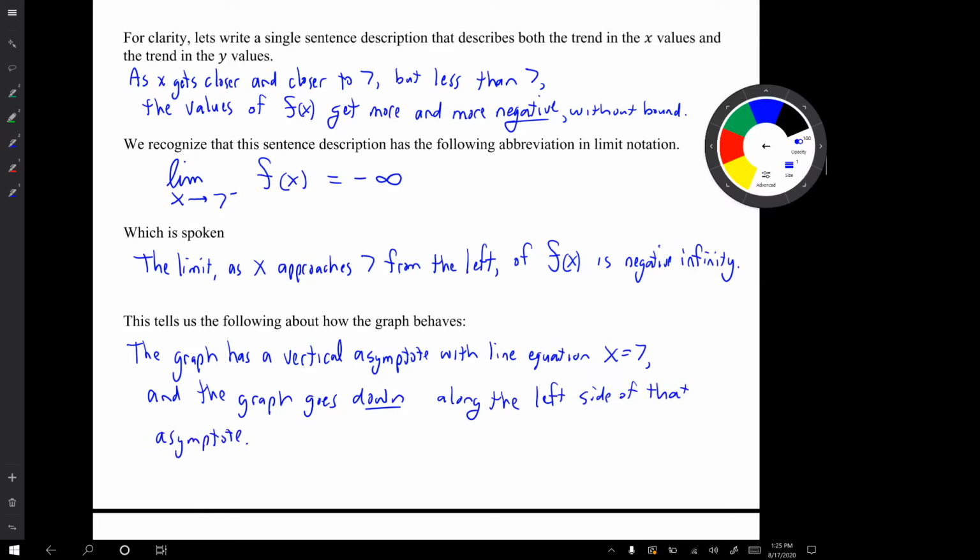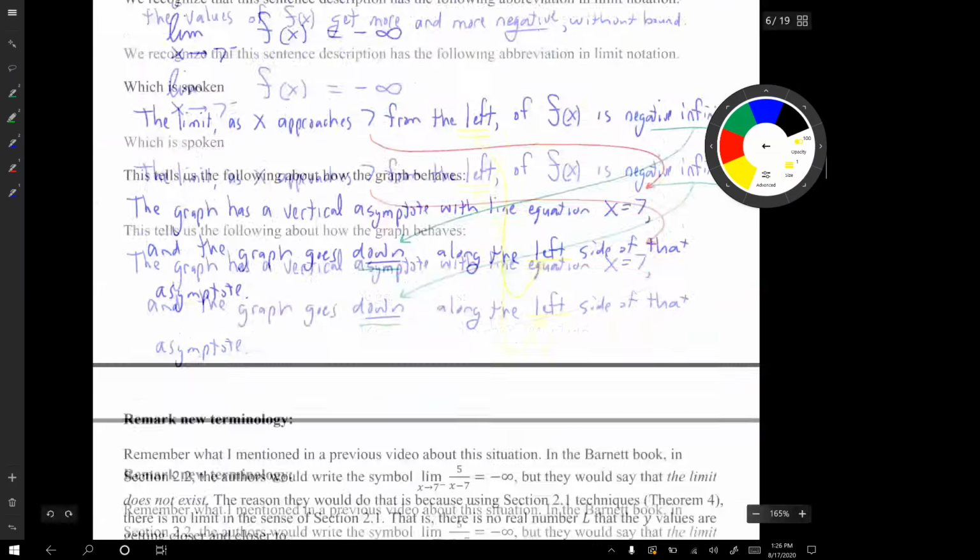Now let's remind ourselves how we knew how to construct this sentence. First of all, this 7 shows up there when we describe the line equation. And the negative infinity shows up there when we said the word down. The graph goes down. And the word left shows up here when we describe the behavior of the graph going down along the left side of that asymptote.